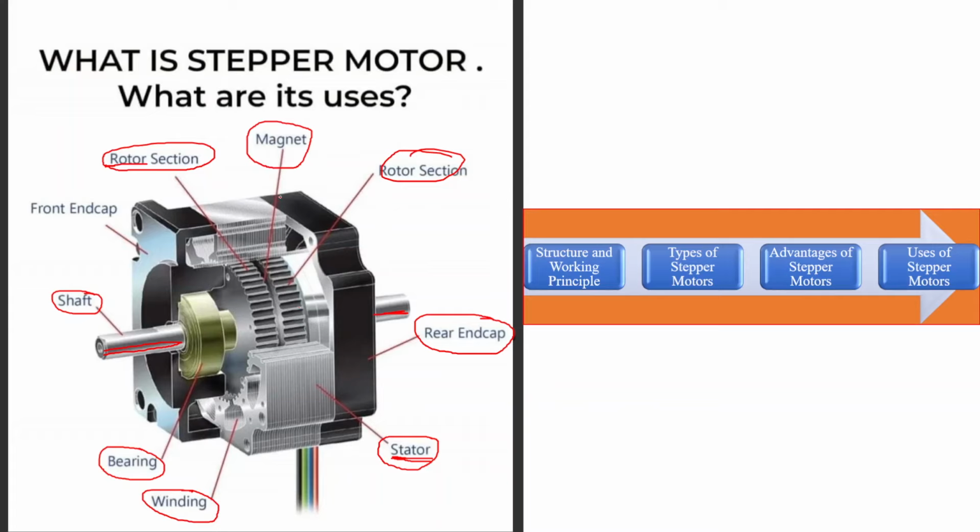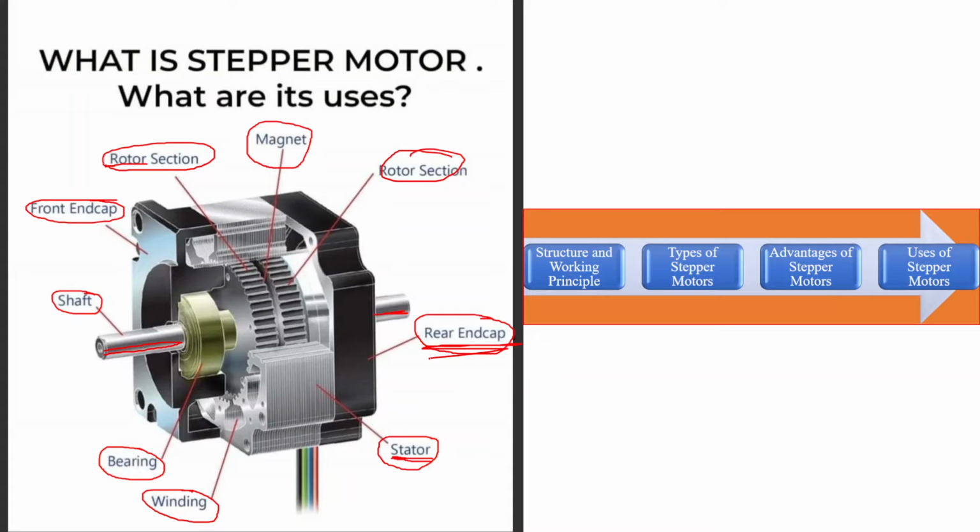Next one we have the front end cap of the stepper motor. Similar to the rear end cap, the front end cap encloses the front end of the motor, providing protection and structural support. It helps secure the motor's components and prevents contaminants from entering the motor's interior.